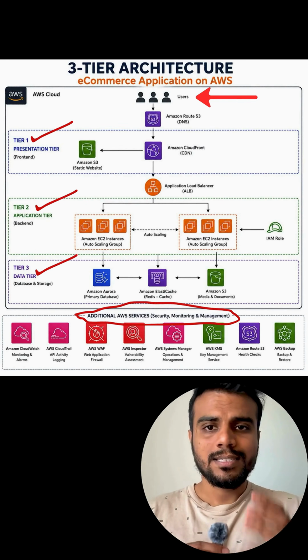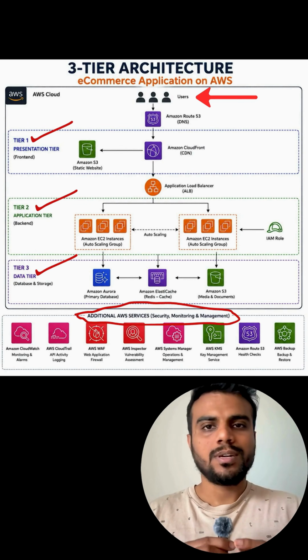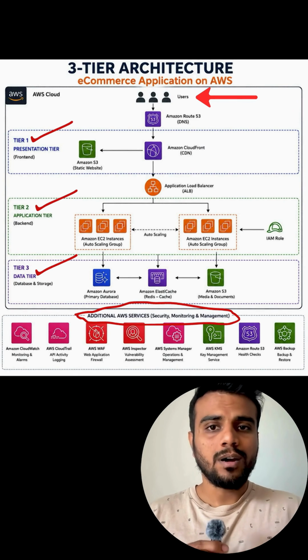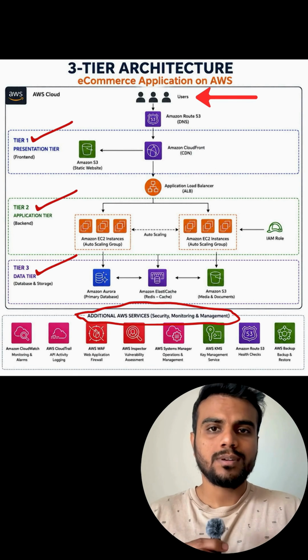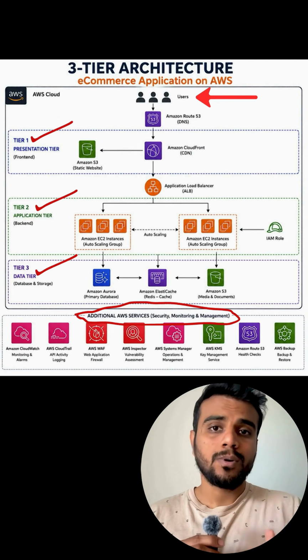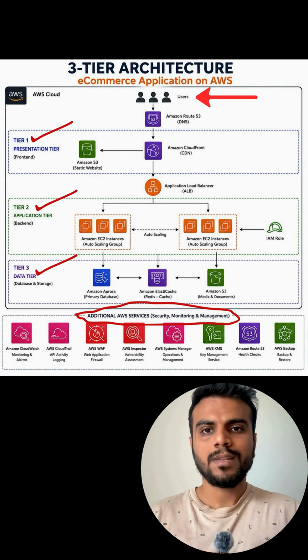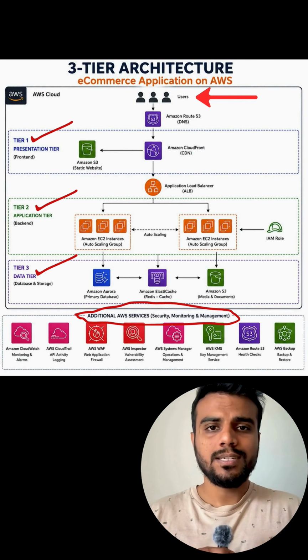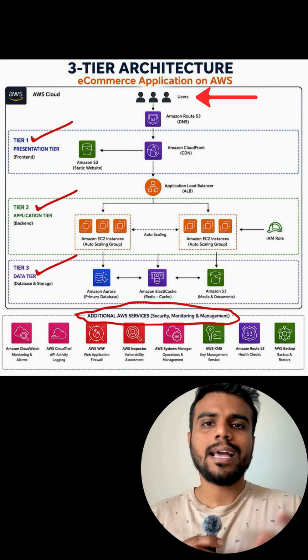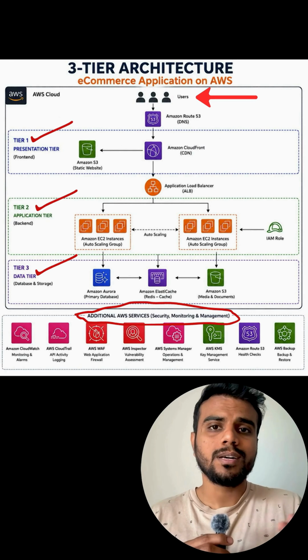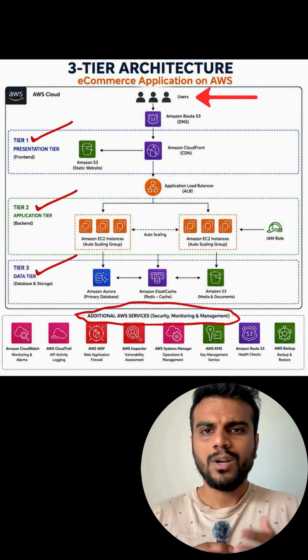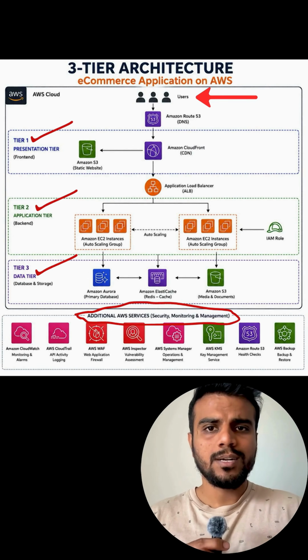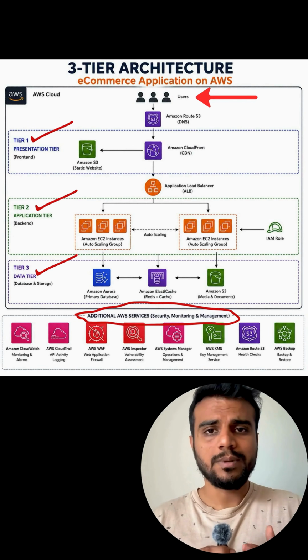Now the last tier is the data tier, which includes different storage services like Amazon Aurora, where you can store transactional data such as users, products, orders, and payment sections. You can also use ElastiCache with Redis, which will help you to store frequently accessed data, and it will reduce the load on your databases as well. Or you can use Amazon S3 as well to store the data, or a MySQL database as well.